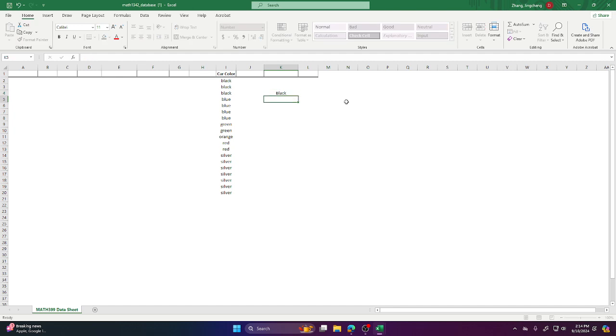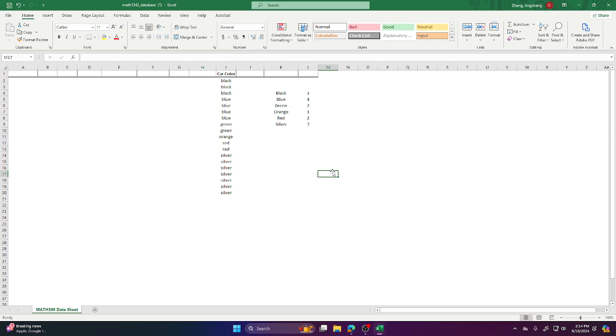So I know that I have some blacks, I have some blues, I have some greens, orange, red, silver. And so I'm counting manually 3 blacks, 4 blues. Is this a good recap? Are we doing good here? 2, 1, 2, and I think I had 7.